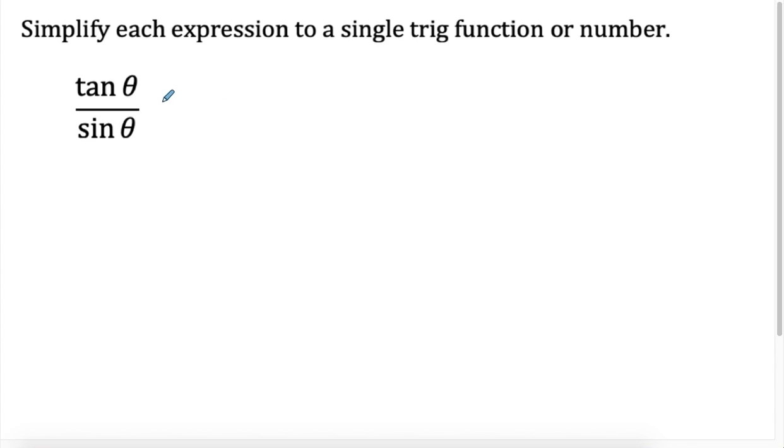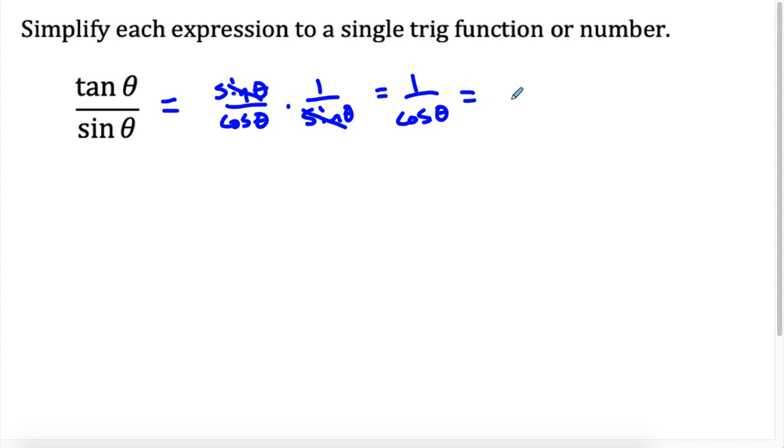So here I could split this up and write this as tangent, which we know tangent is equal to sine over cosine, times 1 over sine, right? Well, then the sines cancel out, and I'm left with 1 over cosine, and we know 1 over cosine is just secant. Okay, so there we simplified this to a single trig function.